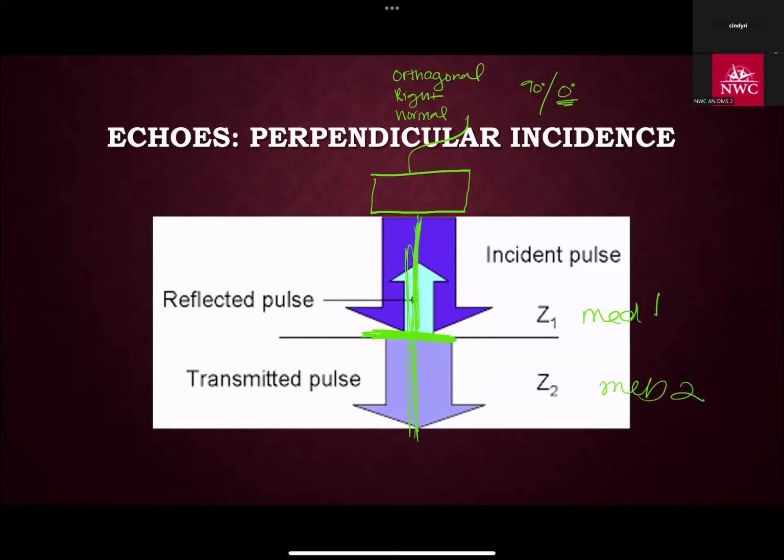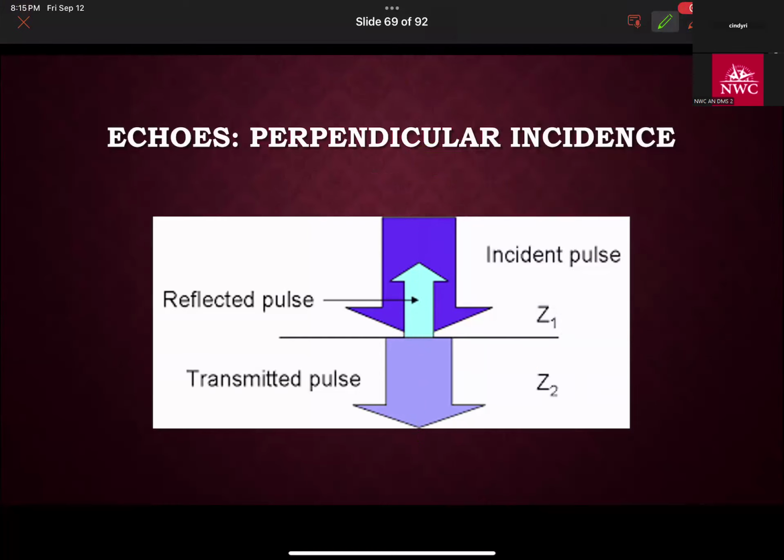Now, normally here, you would expect to see medium one and medium two. But instead of medium one and medium two, they have a Z1 and a Z2. And that's because of the units associated with perpendicular incidence. Perpendicular incidence describes how much of the original intensity is going to be reflected and how much of the original intensity is going to be transmitted into medium two. So the pulse has a 100% intensity when it leaves the transducer. So the incident pulse or the incident angle is at 100% or at 1.